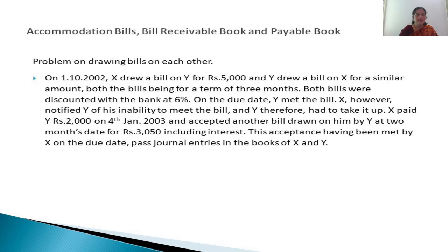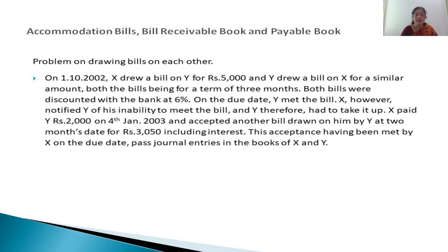Here is a problem which we'll learn solving regarding accommodation bills. On 1/10/2002, that is 1st October 2002, there are two parties, observe X and Y. X drew a bill on Y for 5,000, right? X is drawing the bill on Y. That means X is the drawer, Y is a drawee for 5,000. Okay, this is one part. Then Y drew a bill on X for a similar amount.